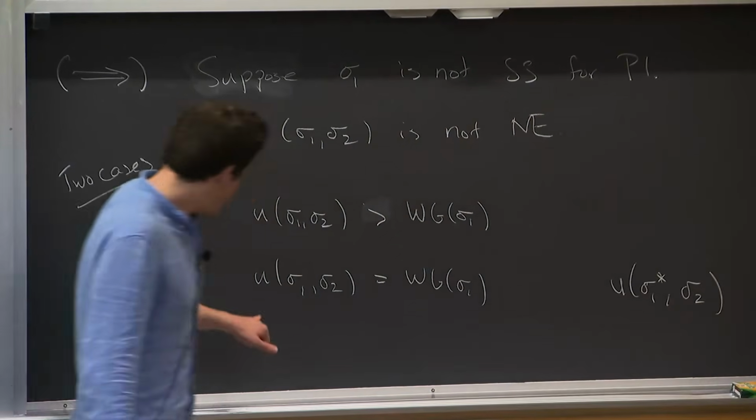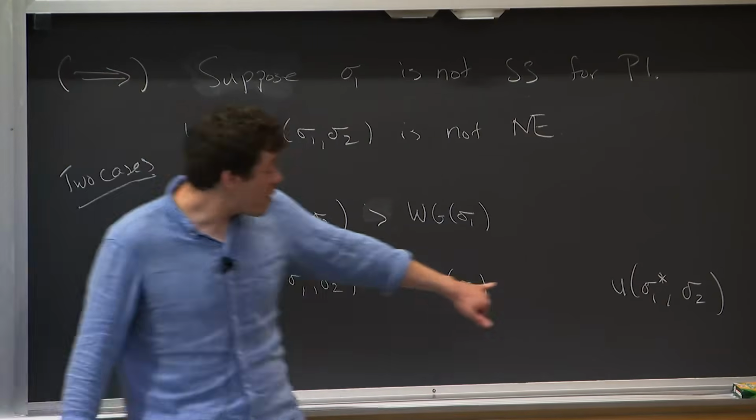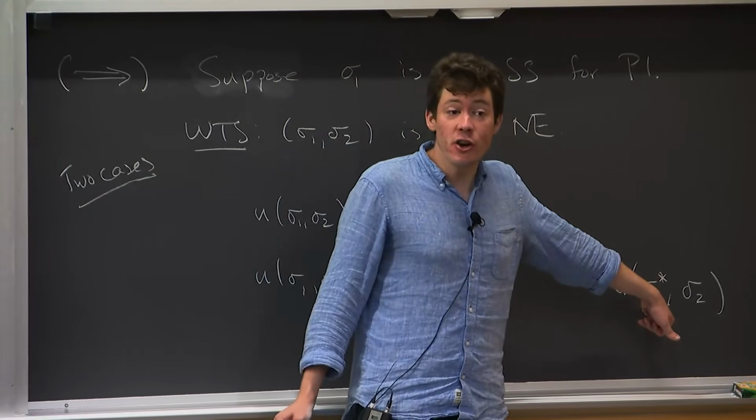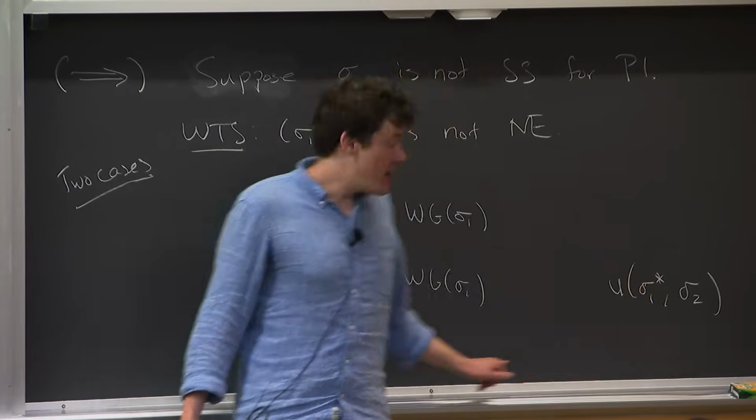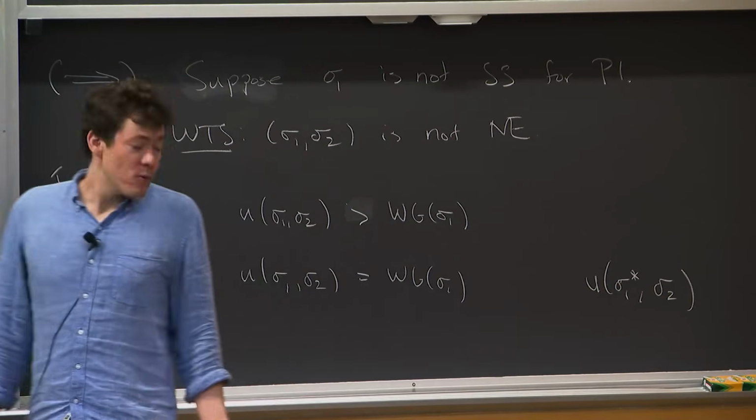So I want to say, instead of playing sigma 1, which we know is not a security strategy, let's say player 1 deviates to a security strategy sigma 1 star. And I want to show that player 1 does strictly better. How do I show it?